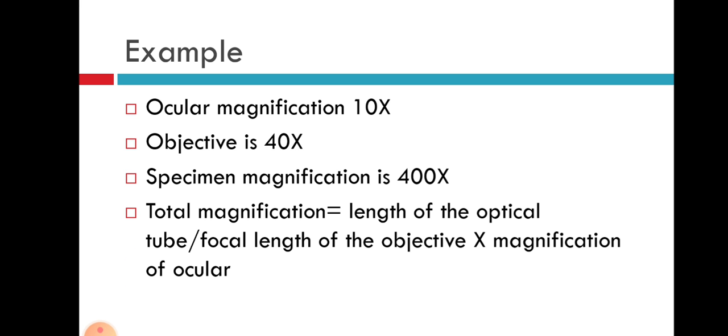There are certain factors which play an important role in magnification, like optical tube length, focal length of the objective lens, and magnifying ability of the ocular. So, the total magnification of the objective image can be calculated using the following equation, which is equal to the length of the optical tube divided by the focal length of the objective, multiplied by the magnification of the ocular.